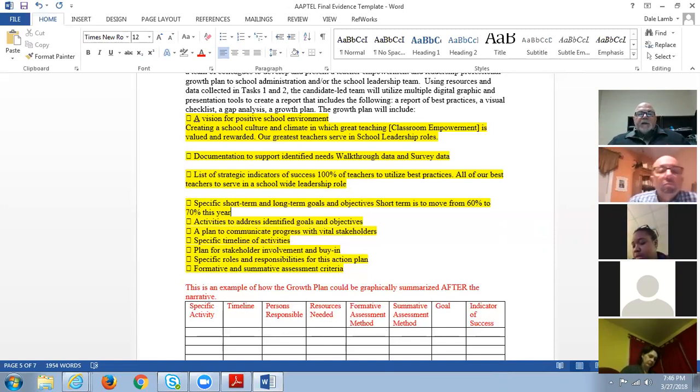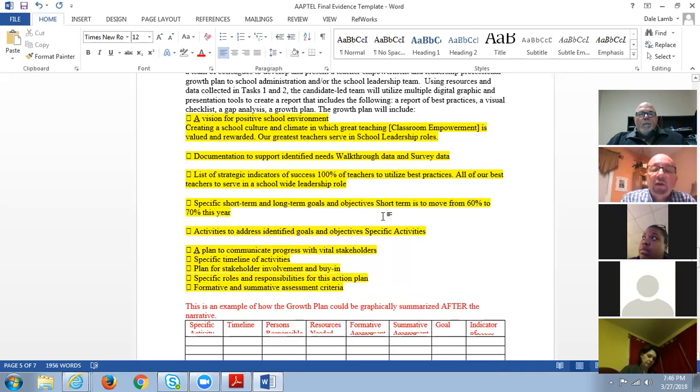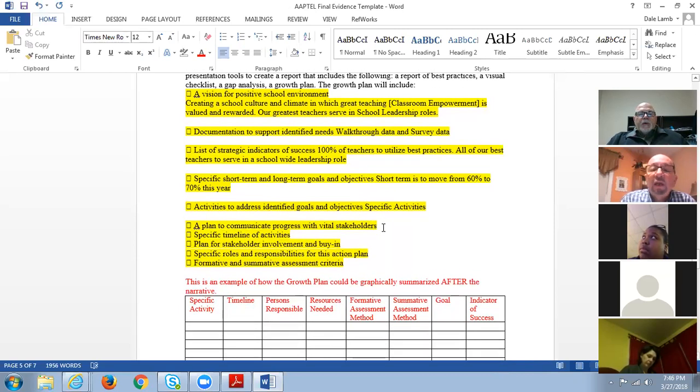Activities to address identified goals. This is your specific activities of your graphic organizer. I can't spell activities. A-C-T-I-V-I-T-I-E-S. And Dr. Lamb, they need to know that it's okay that we see some of the same things up there that we'll see down there. It's okay that we see it.